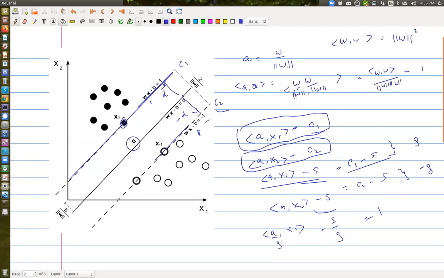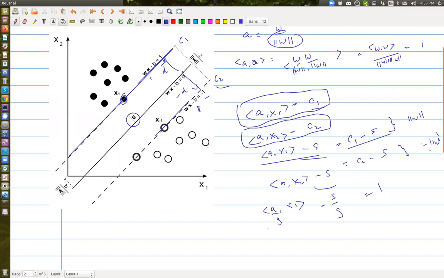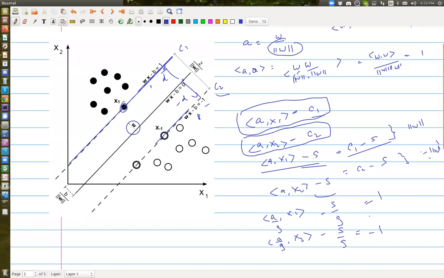Actually, it turns out my g is better called w here. So this is actually equal to w here, and this is minus w. If I divide by that, I have a over g, x2 minus s over g is equal to minus 1, something like that. And now what's actually the distance?